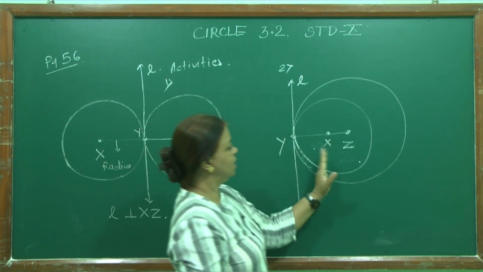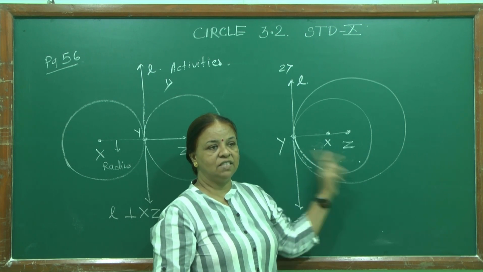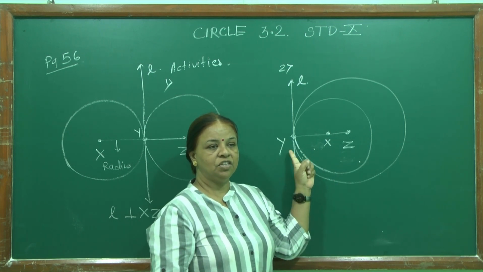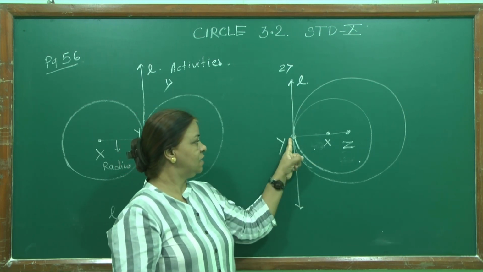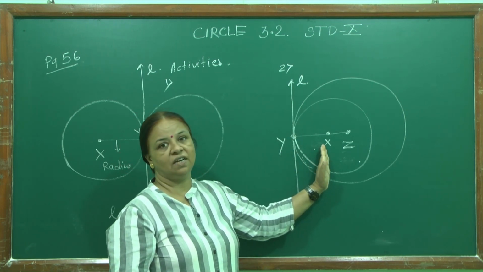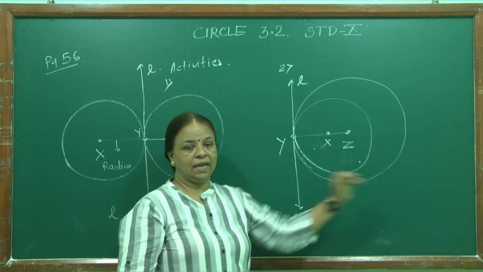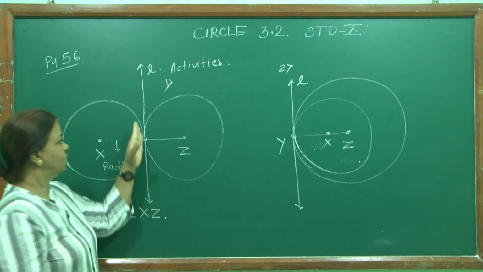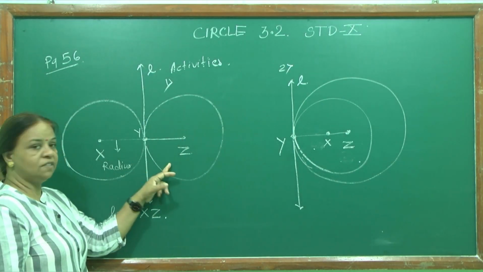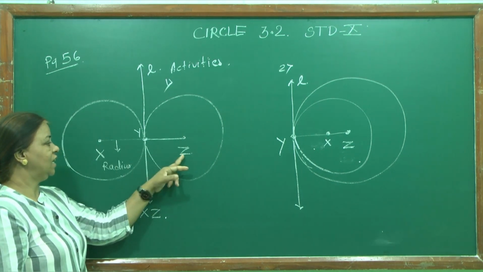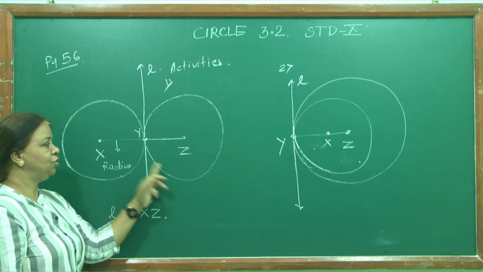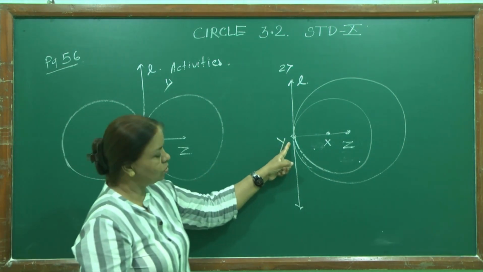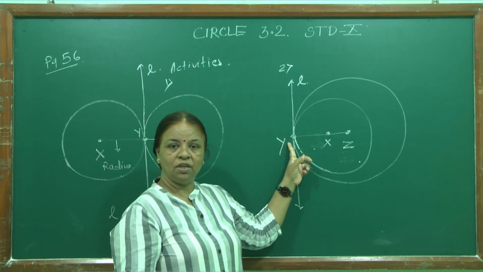Here both the centers are on one side of the line which is touching the circle. Line L is touching the circle, and both the centers of the circles are on one side of the line. And in this case, the line is touching both the circles, but both the centers are on either side of the line. This line is the tangent to both the circles. Here also, this line is the tangent to both the circles.